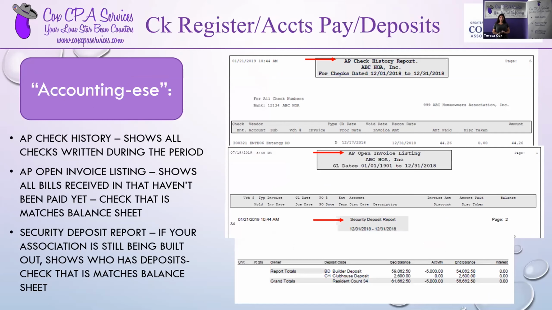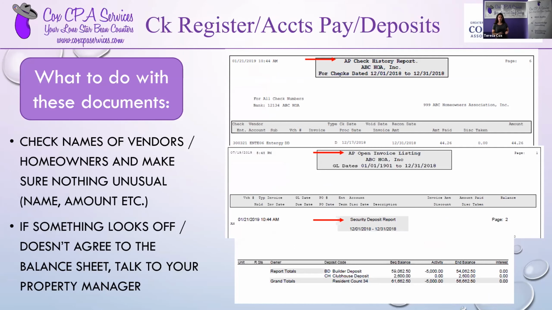And here are a few reports as well. They're not as common, but they're common enough that we want to touch base on them. The AP check history is basically a breakdown of all the checks that were written in that particular period of time. The open invoice listing is all the bills that you've had come in, but you haven't actually paid out yet. And then the security deposit report is a listing of all the homeowners who are building a pool or building a house in the association and have money with the association that's owed back to them.